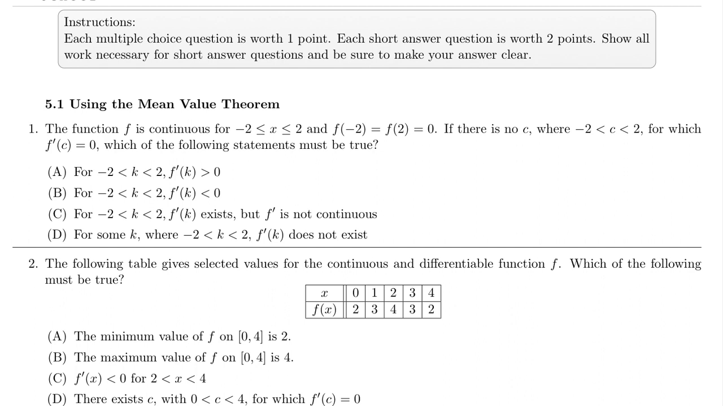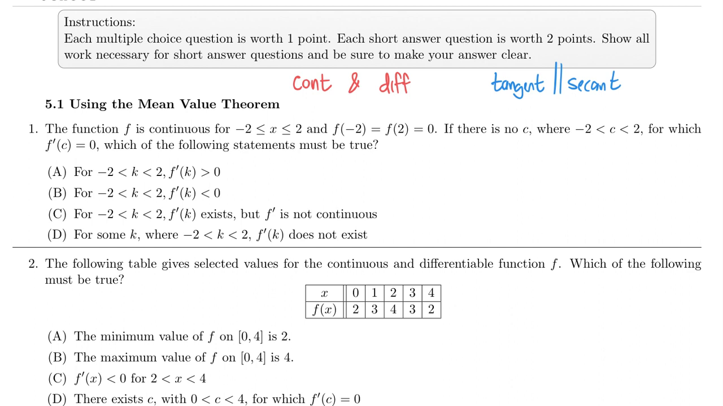So in this one, we're talking about using the mean value theorem. For the mean value theorem, the function needs to be continuous and differentiable. And then when that happens, that means there's a tangent line that's parallel to the secant line. All right, so that's the important thing to remember for the mean value theorem.